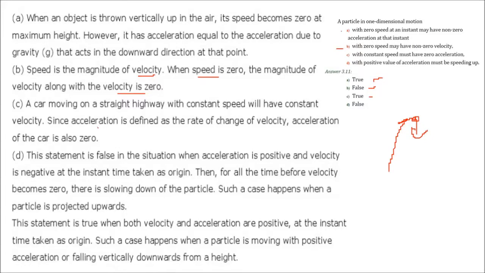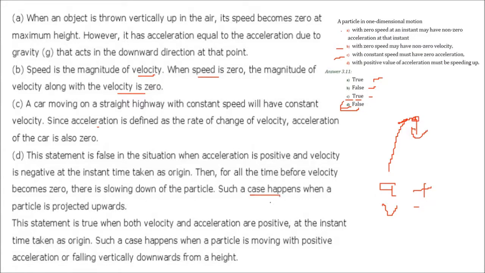Since the acceleration is defined as the rate of change of velocity, the acceleration of the car is also 0. That is why it is true. How about this one? This statement is false. A positive value of acceleration must be speeding up, so the statement is false in the situation when the acceleration is positive and velocity is negative at any instant of time you take from the origin.